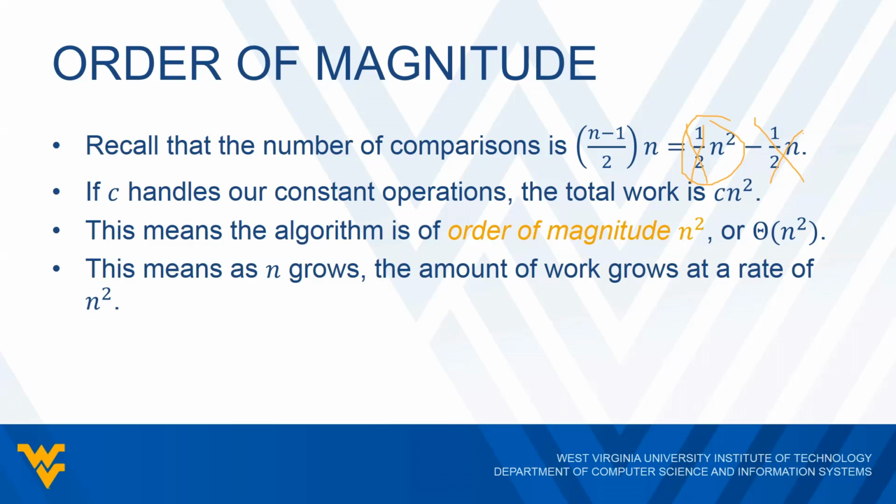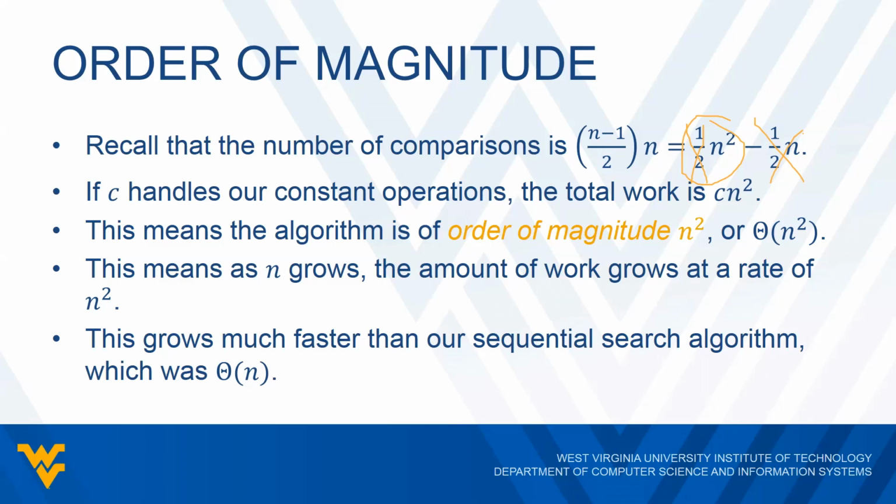What this means is as the size of n grows, the amount of work grows at a rate of n squared. That means a theta of n squared algorithm grows much faster than the sequential search algorithm we had before, because remember, that was theta of n. Theta of n means we grow at a linear rate, but here we're growing at a rate of n squared.